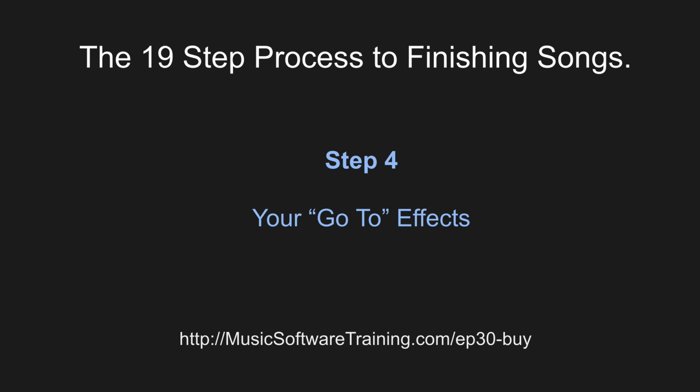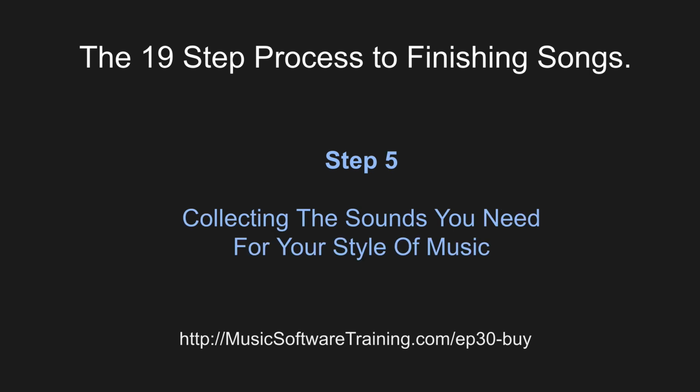It's kind of like the 80-20 rule. You usually only use 20% of something in order to get 80% of your results. So this is a way to really wipe your slate clean and figure out what your most important go-to effects and instruments are. In step five, we start collecting the sounds that you're going to need for your style of music.